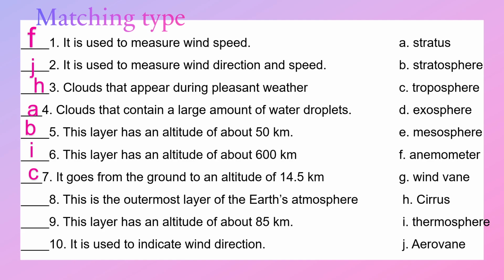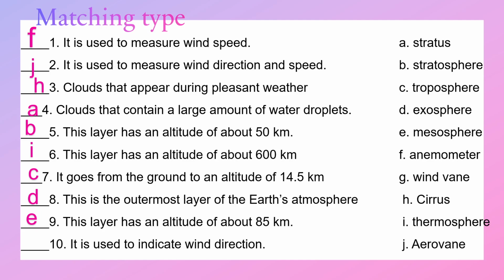Number 8. This is the outermost layer of the Earth's atmosphere. Okay, what is the outermost layer of the Earth's atmosphere? Correct. It's the exosphere. Letter D. Number 9. This layer has an altitude of 85 kilometers. Correct again. That is letter E, mesosphere.